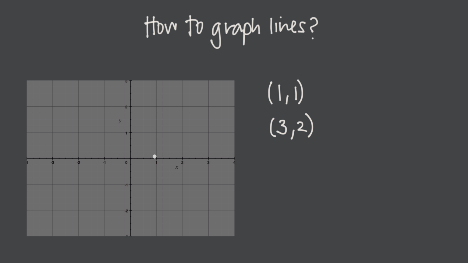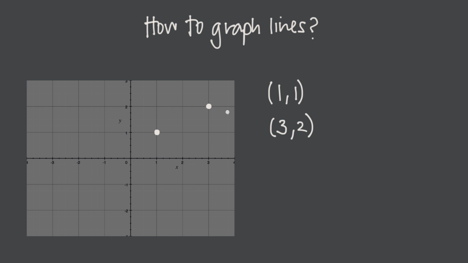So I moved out 1 unit in the positive direction of the x-axis, then I move up 1 unit in the positive direction of the y-axis, and I plot my point right here at (1, 1). Now if I want to do positive 3, positive 2, I move out in the positive direction of the x-axis 3 units, and then in the positive direction of the y-axis 2 units, and I get to the point (3, 2).